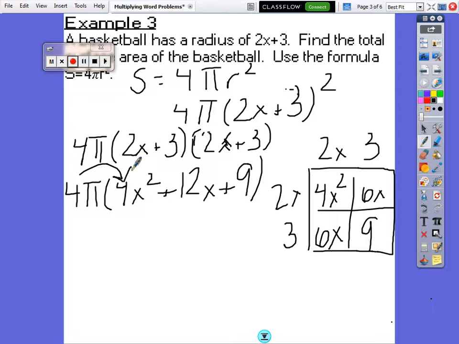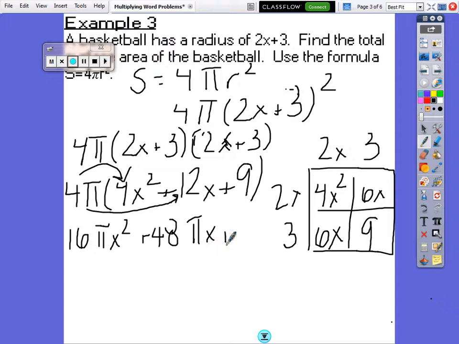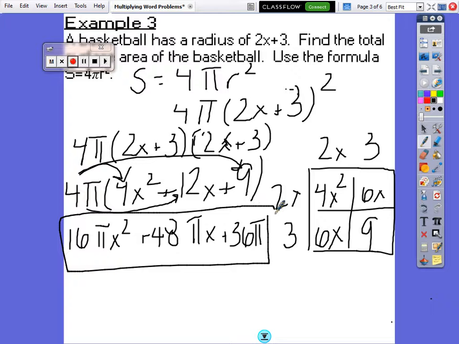We're just going to leave our pi in our answer. So we're going to multiply our coefficients of 4 and 4 to make 16. And then I have my pi and my x squared. Plus, then you're going to do it to the next term. 4 times 12 is 48, pi x. Plus, and then I'm going to distribute to my last term. So 4 times 9 is 36, and you have to bring your pi along. So the total surface area of my basketball here is going to be 16 pi x squared plus 48 pi x plus 36 pi.